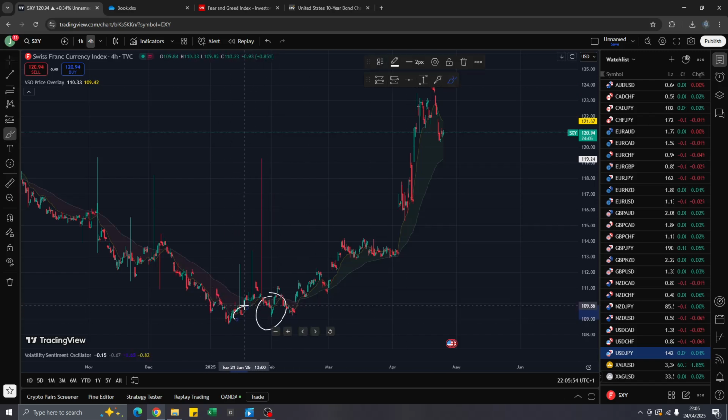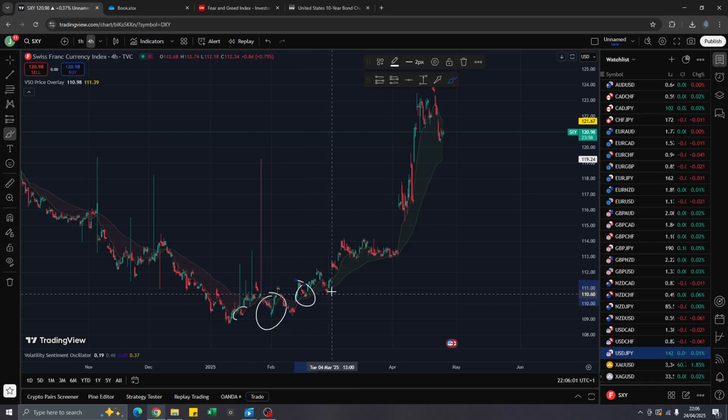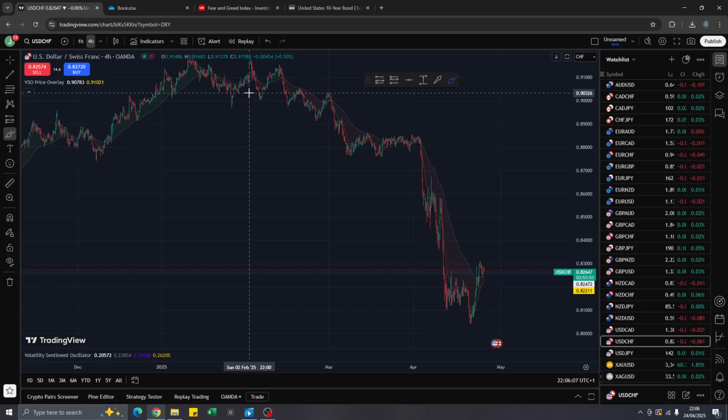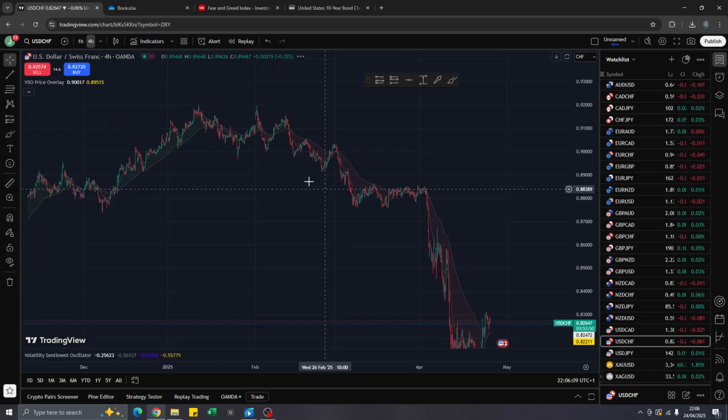But obviously you were still red on the SXI. You'd have wanted to go bull and bear on that trade maybe around about here, which is 18th of February. If we go to USD CHF at the 18th of February, and I started to call bear on this because of the index and my indicator.